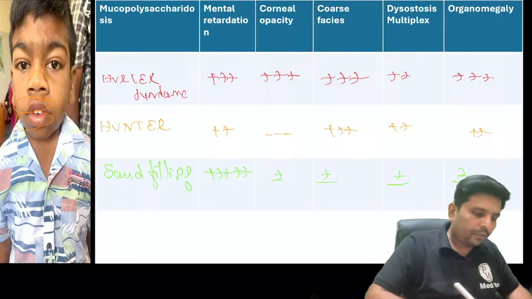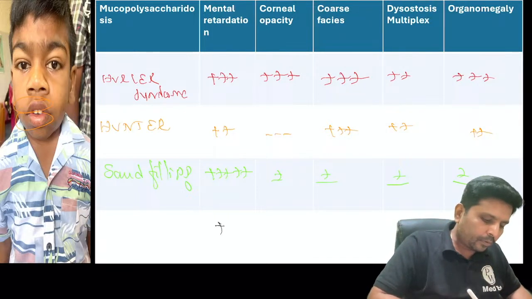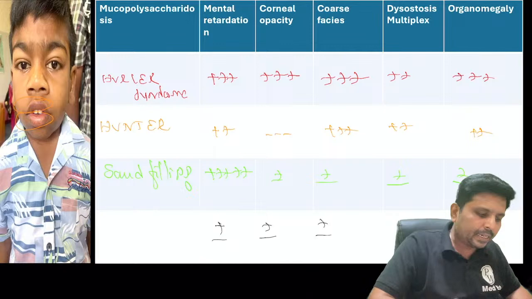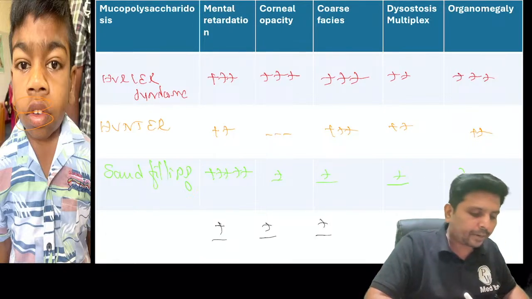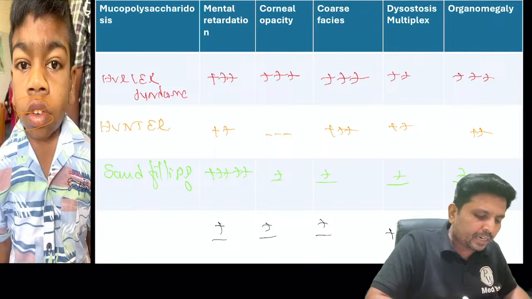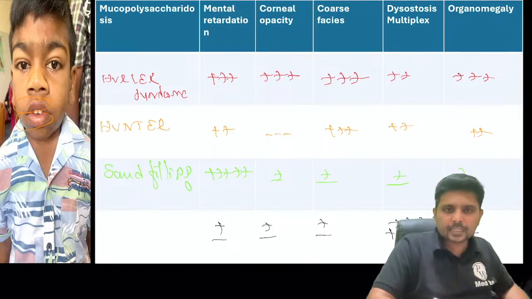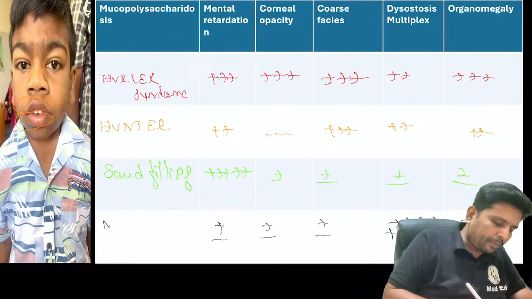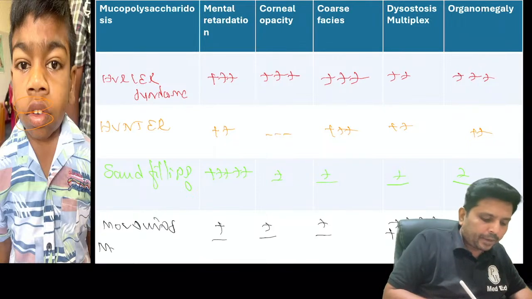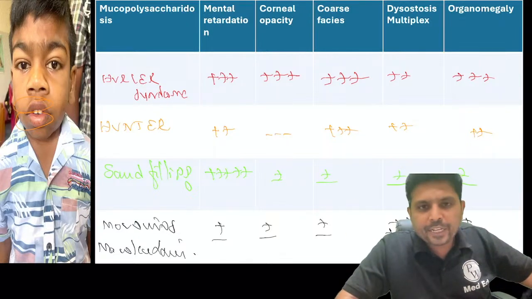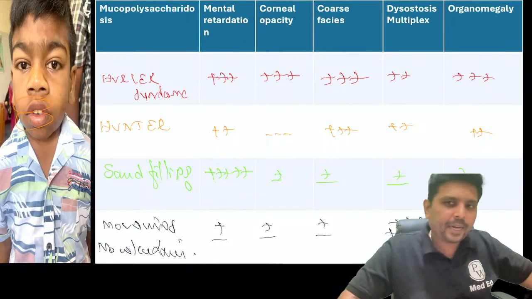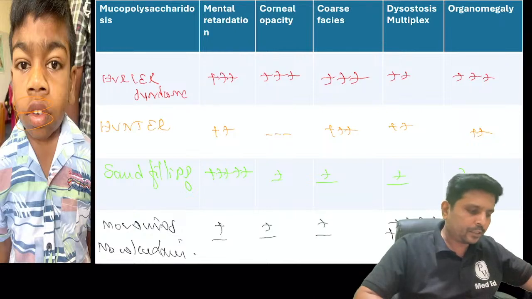Whereas when there is no mental retardation, no coarse facial features, no organomegaly, but severe skeletal involvement, it can be Morquio or it can be Maroteaux-Lamy. That's all. This is how you need to decode different mucopolysaccharidosis. Right. Next.